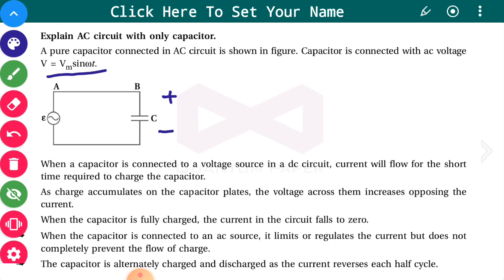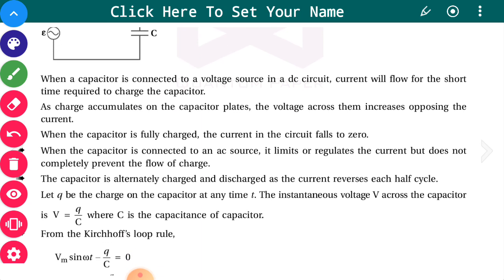Now see, when a capacitor is connected to a voltage source in a DC circuit, current will flow for the short time required to charge the capacitor. That is the main difference. As charge accumulates on the capacitor plate, the voltage across them increases, opposing the current. When the capacitor is fully charged, the current in the circuit falls to zero. This happens in the DC circuit.